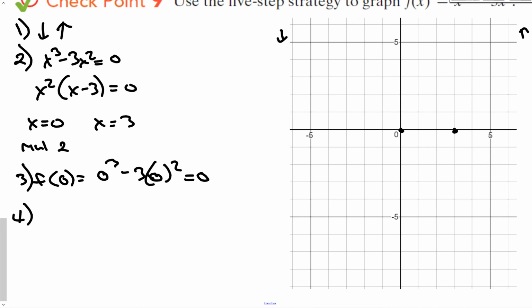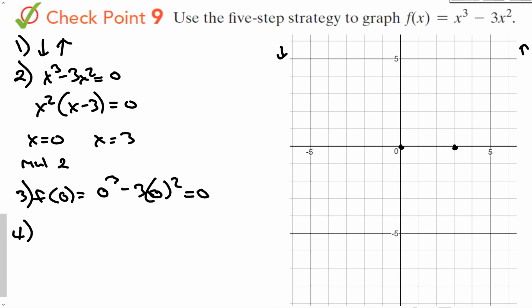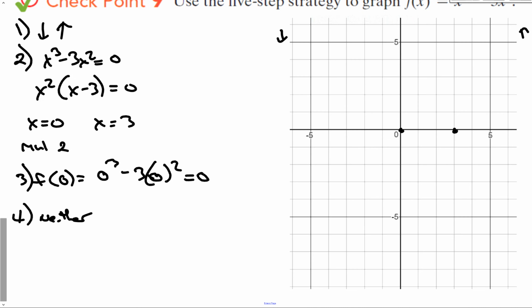4. Even or odd? Unfortunately, when I look at this, I have an even exponent and an odd exponent, so that means it's going to be neither even nor odd. So it has no symmetry on the x-axis, and no symmetry on the y-axis. 5, it's going to turn twice. At most it's going to turn 2 times because it is something to the third power.